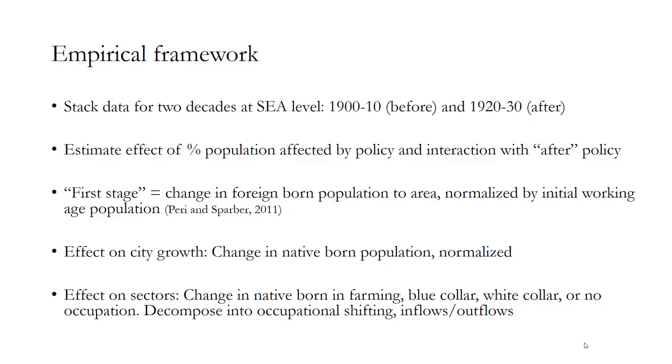Now the same thing is going to be the case for our other outcomes. So when we look at the native-born, we classify this into the effect on city growth and then the effect on sector of economic activity. When we're looking at city growth, we're looking at the change in the native-born population, similarly normalized. And then when we look at sectors of economic activity, we'll look at the change in the native-born population in farming, in blue-collar work, in white-collar work, and in the no occupation category. And we'll decompose that into occupational shifting for those who stay in the area, and then inflows and outflows.